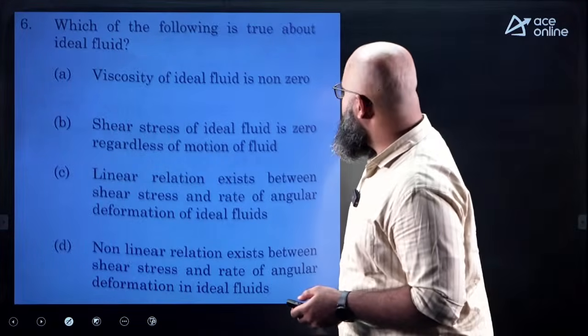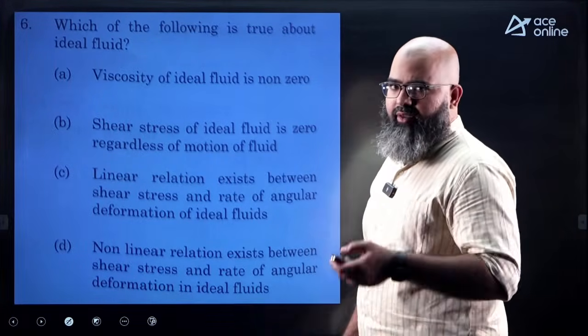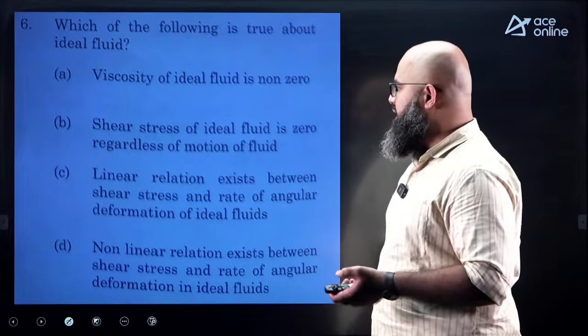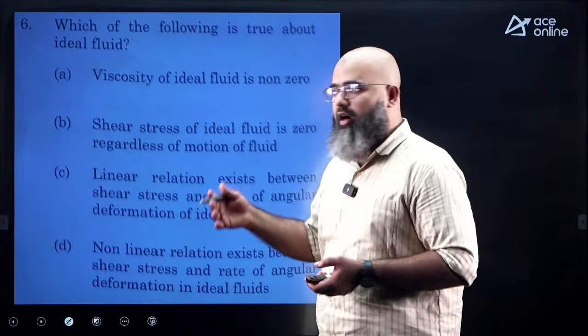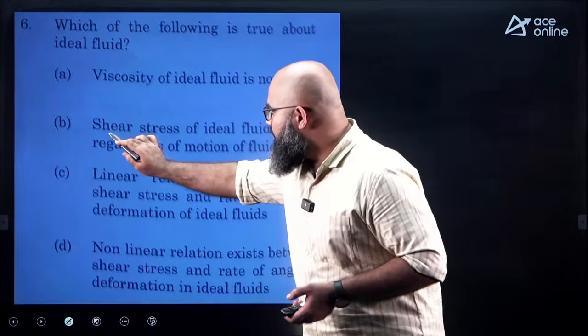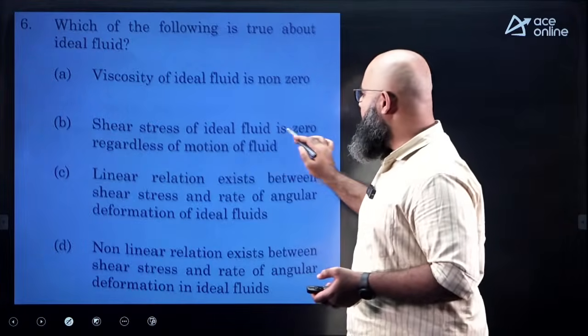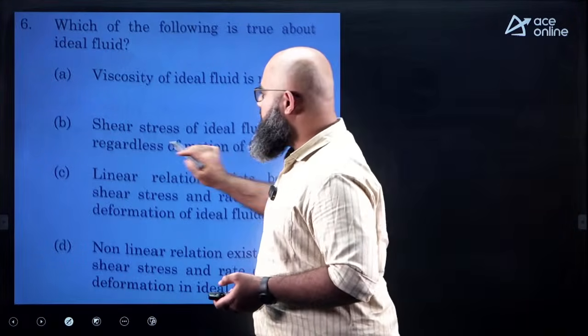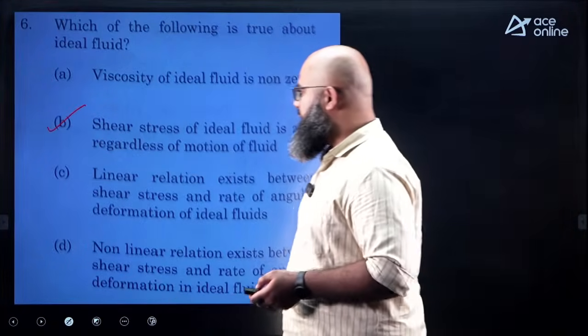Next question over here: which of the following is true regarding ideal fluid? Ideal fluid implies inviscid fluid. Therefore, the shear stress has to be 0 regardless of motion. So option B over here, shear stress of ideal fluid is 0 regardless of motion of the fluid. So option B is supposed to be correct.